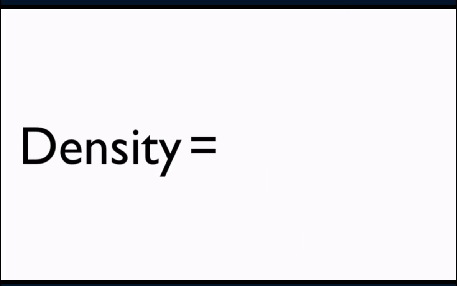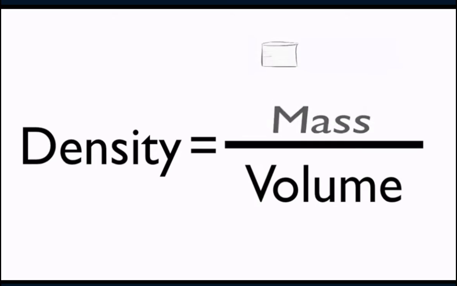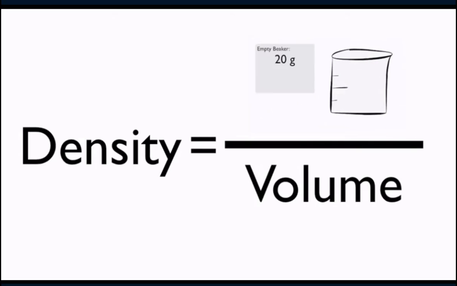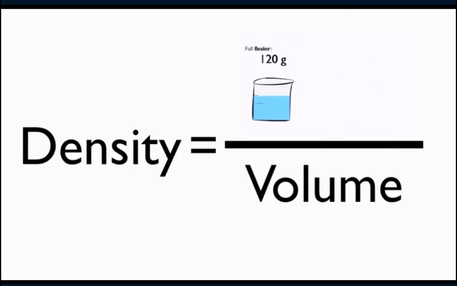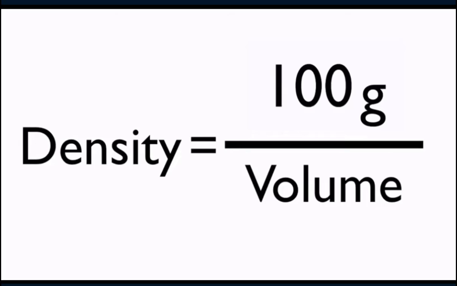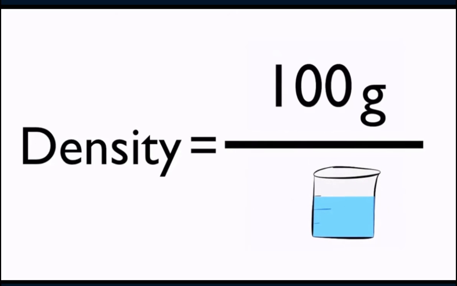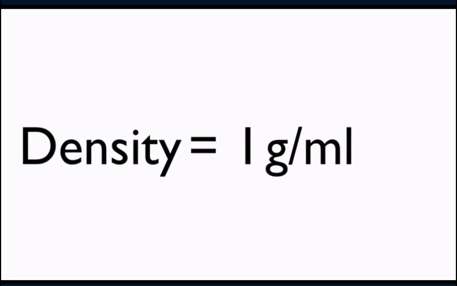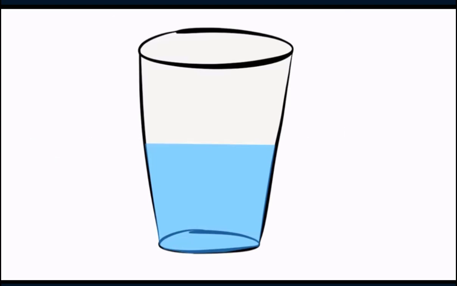Density is calculated by dividing the mass by the volume. Plug in your measured mass. We measured ours to be 100 grams. Divide that by the measured volume. Our volume was 100 milliliters. Water's density is 1 gram per milliliter.